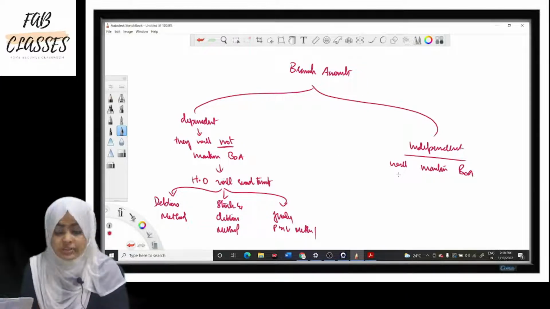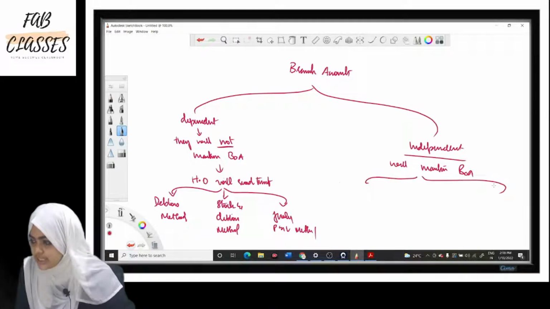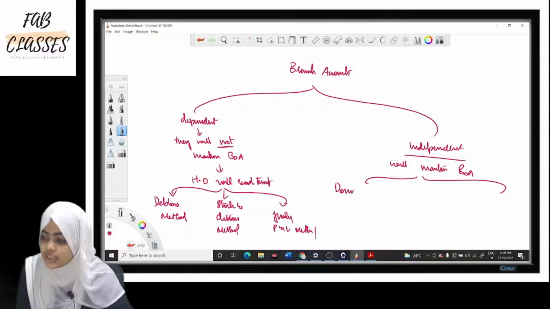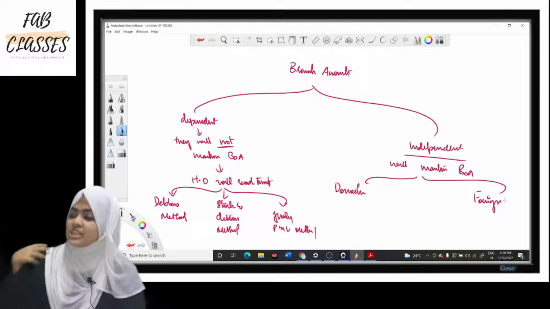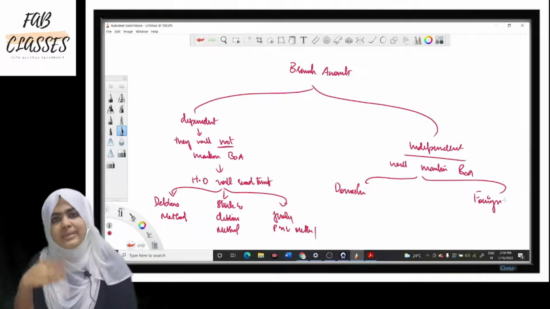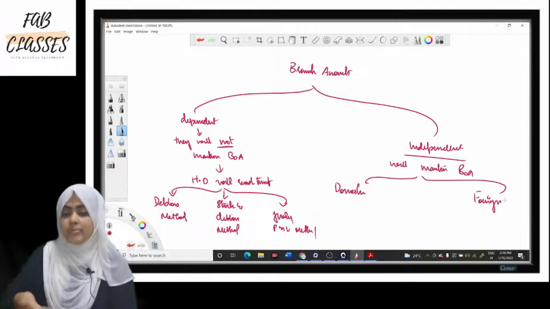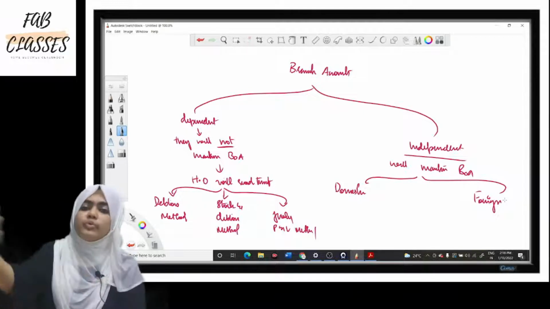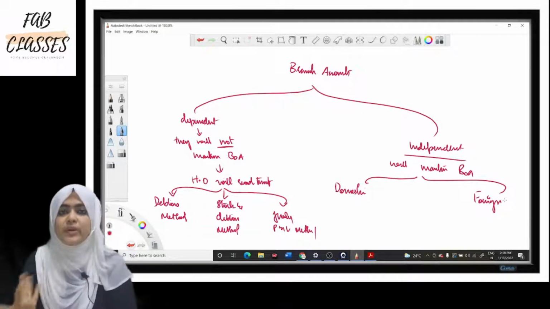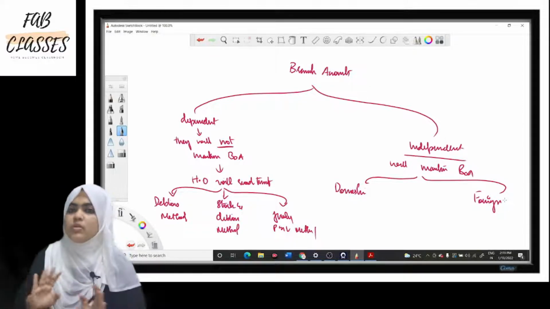In case of independent branches, there are two main types: domestic branches or foreign branches. What is the difference between the two? Domestic branch means the head office and the branch will be in the same country. In case of a foreign branch, the head office will be in one country and the branch would be in another country. Such branches will be called foreign branches. So this is what branch accounts is all about.